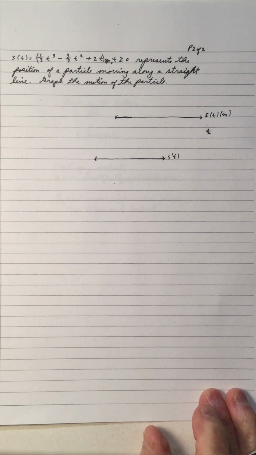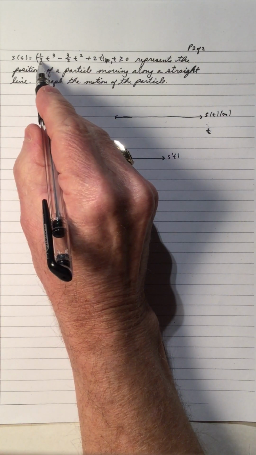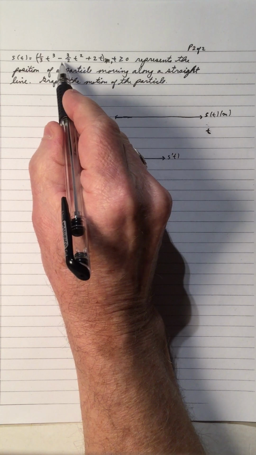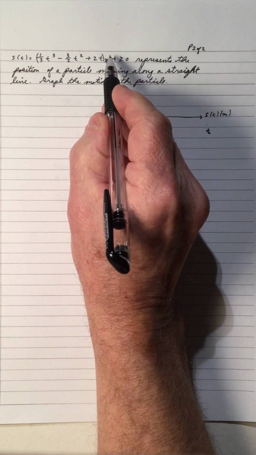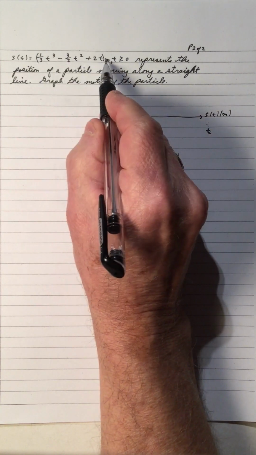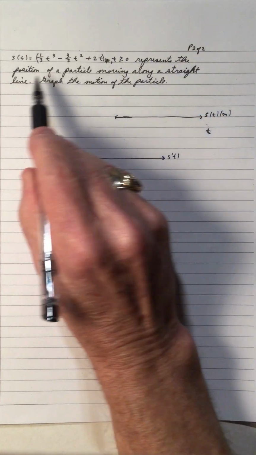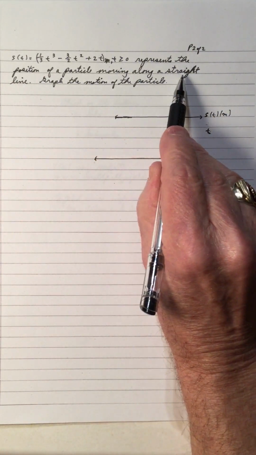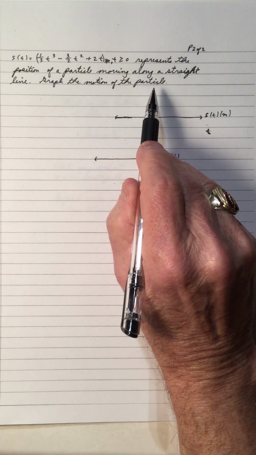Okay. s of t equals 1/3 t cubed minus 3/2 t squared plus 2t. And this is the position, s is the distance in meters, and t is the time, greater than or equal to 0, and represents the position of a particle moving along a straight line. Graph the motion of the particle.